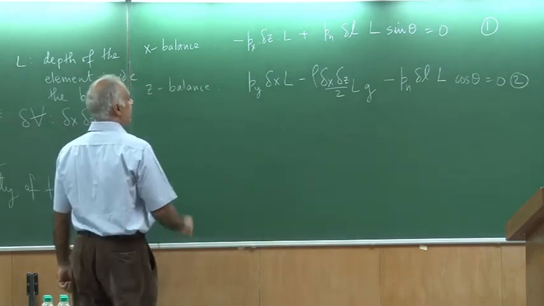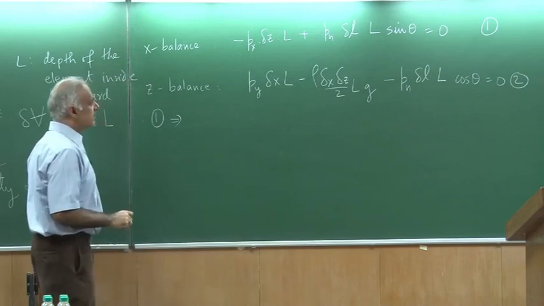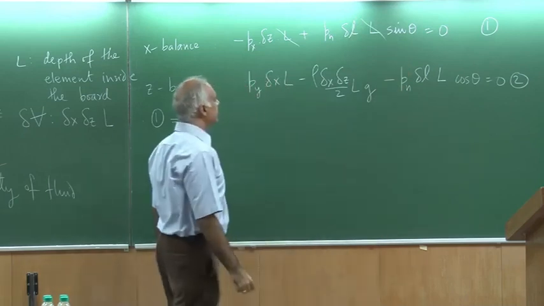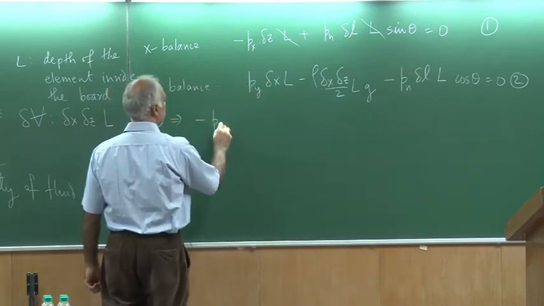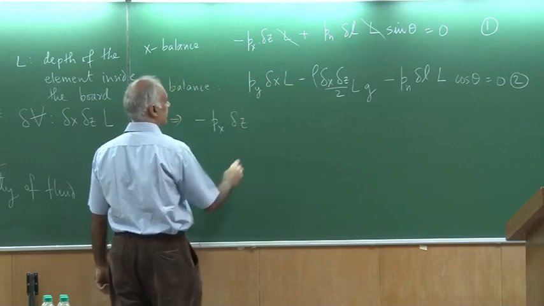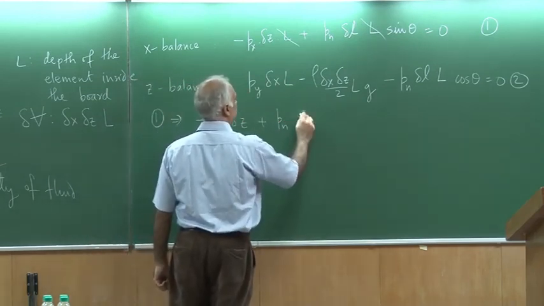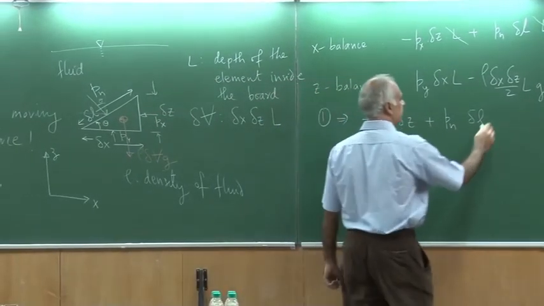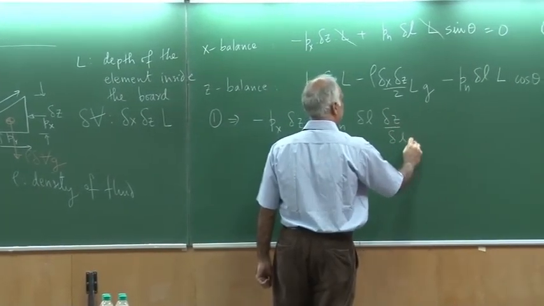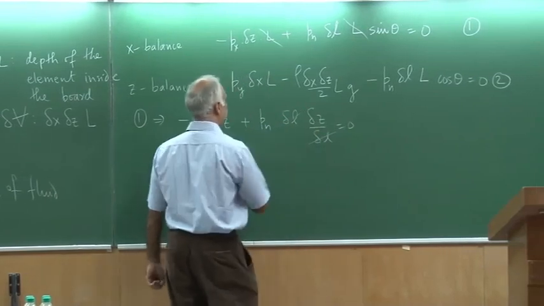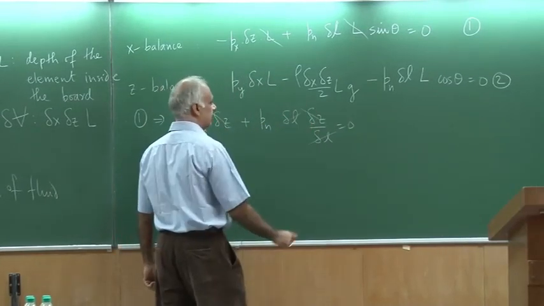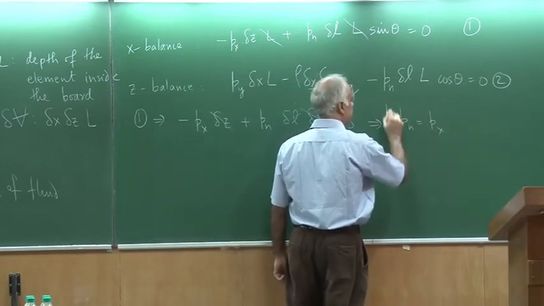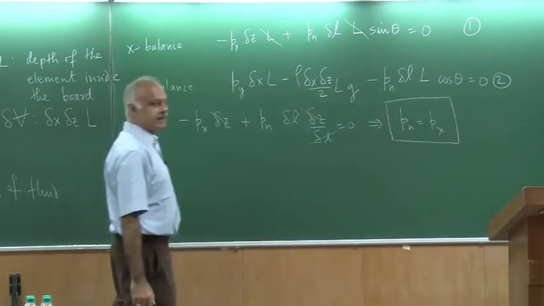All right, what does equation 1 give me? Equation 1 implies that, maybe I will get rid of this, I see minus Px delta z plus Pn delta l, and for the sine theta I can write this as delta z by delta l, equal to 0. So these cancel out, and this implies I have Pn equal to Px.